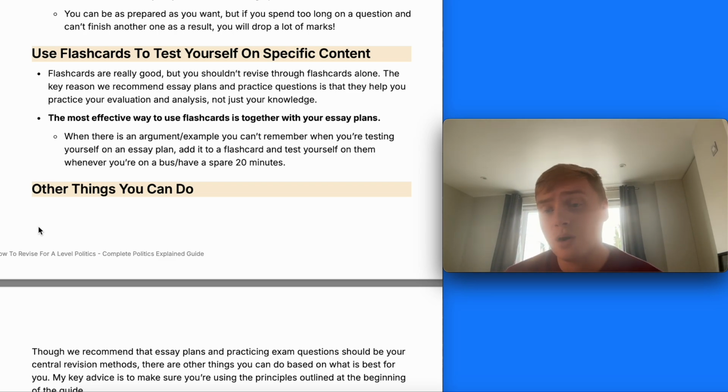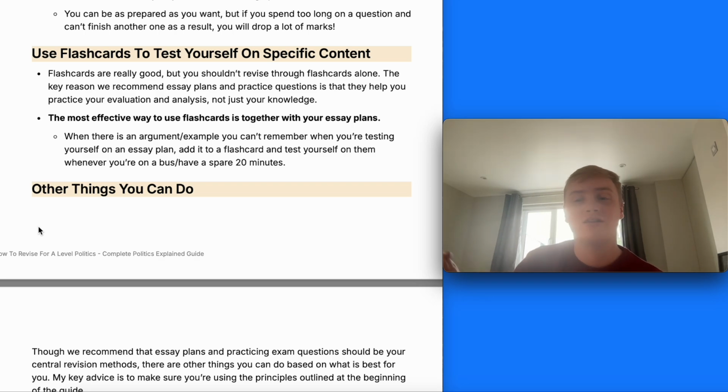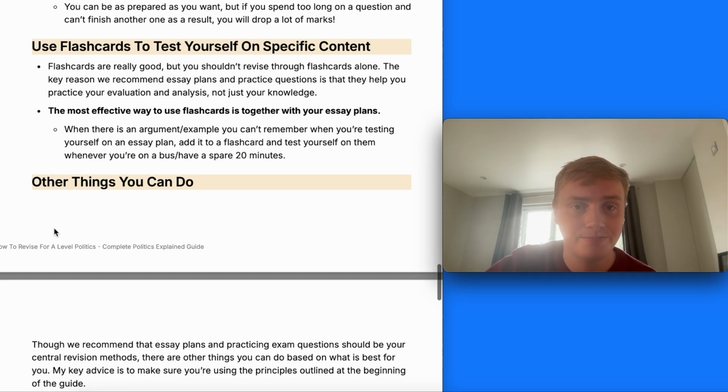And flashcards often don't really do that. So the most effective way, in my opinion, to use flashcards is together with your essay plans. When you practice writing out your essay and you realise the things you've missed and add them in a different colour, those things that you've missed you can add to flashcards. Then whenever you have a spare 20 minutes, whenever you're on a bus or whatever it is, just test yourself on them to help you memorise them, and that will help you by the time you next go to revise that topic, and you'll be much better in terms of those essay plans.